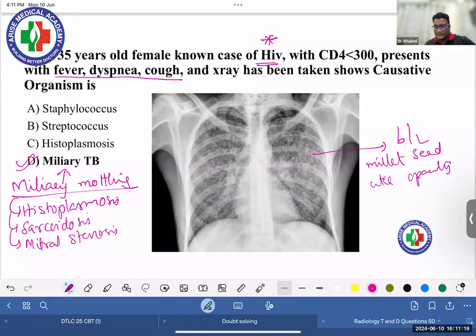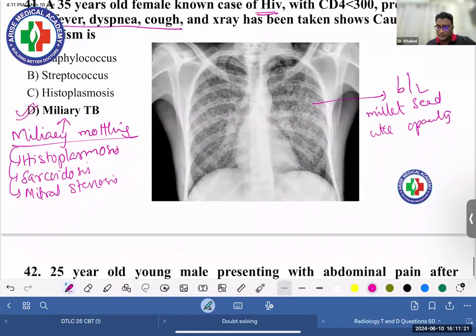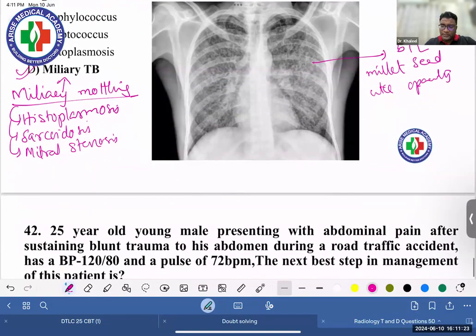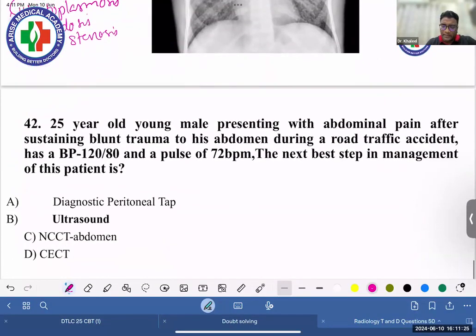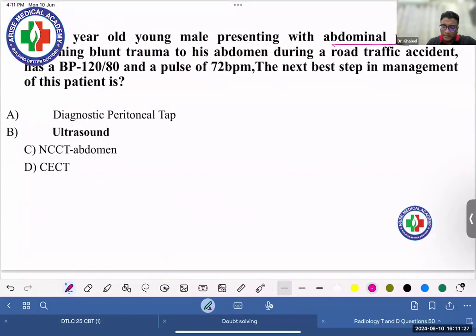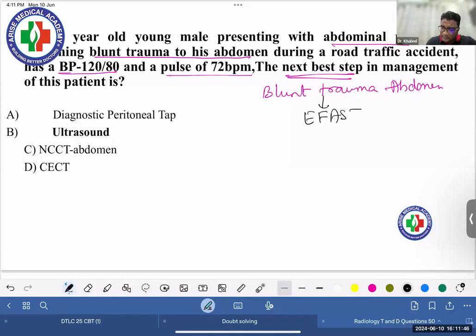Okay. Next. Did you do this correctly? A 25-year-old male patient presenting with abdominal pain, blunt trauma abdomen, road traffic accident. BP is stable, pulse rate is okay. What is the next step in management? So please remember, he's asking the next best step, whether the patient is stable or unstable. Whenever a blunt trauma abdomen patient comes, the first investigation has to be EFAST or FAST. So that is ultrasound, sonography.